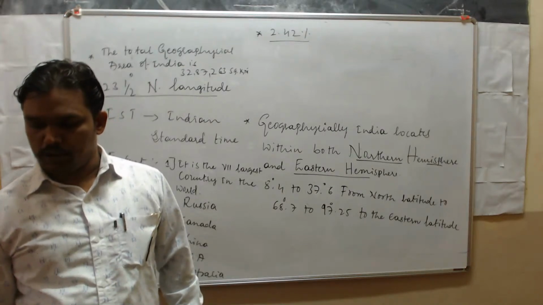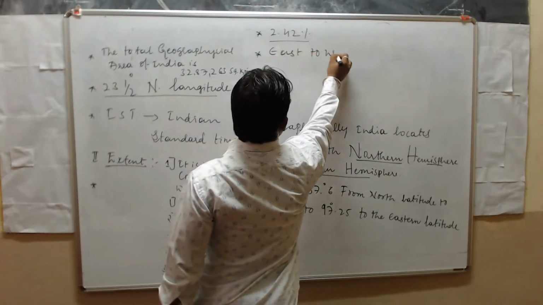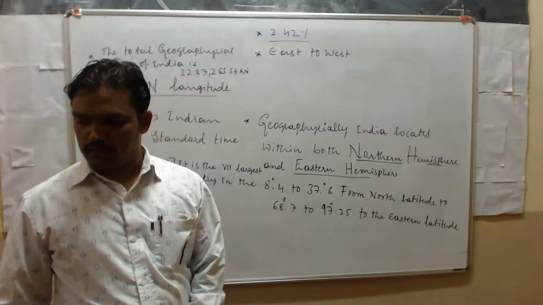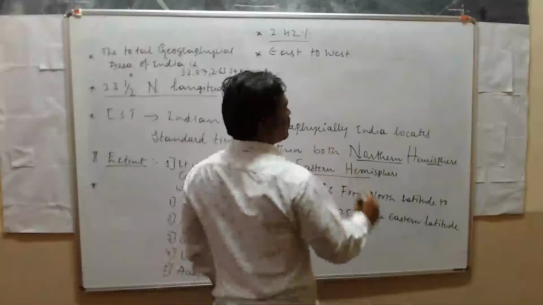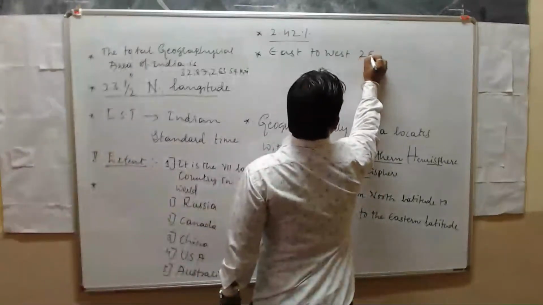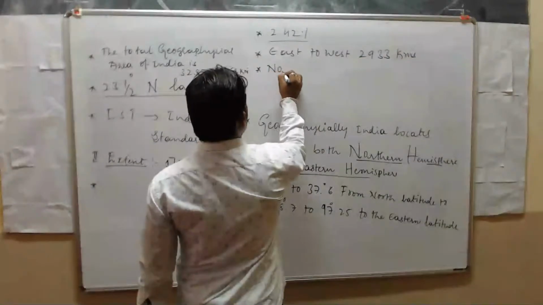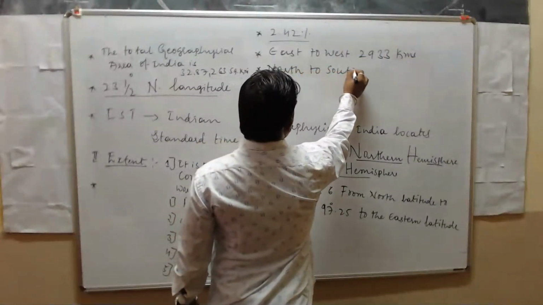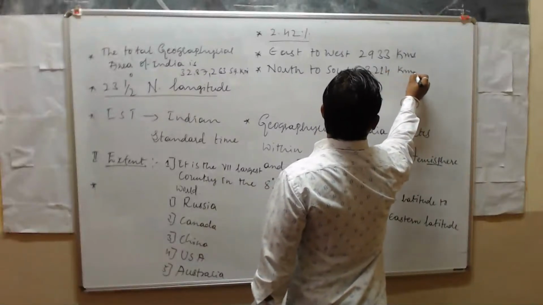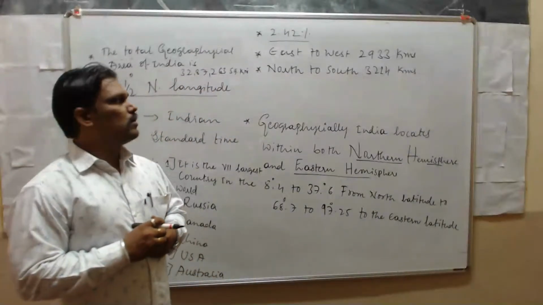Next, east to west, 2933 kilometers. Next, north to south, 3214 kilometers. That is from north to south.